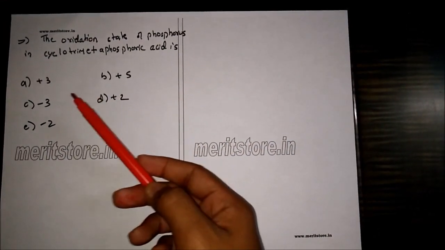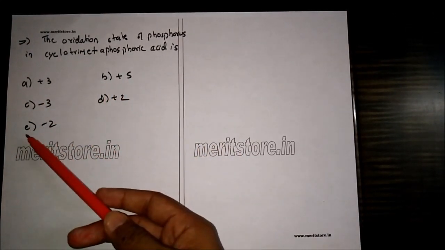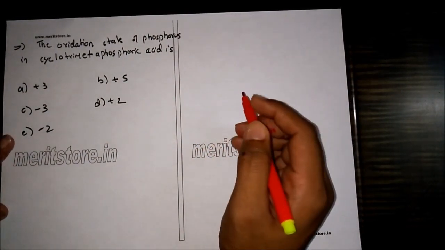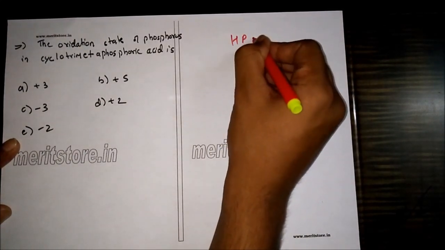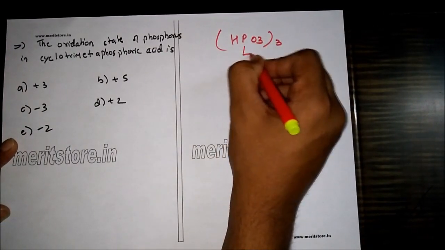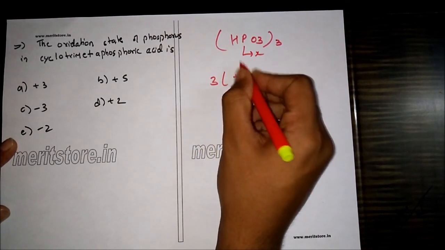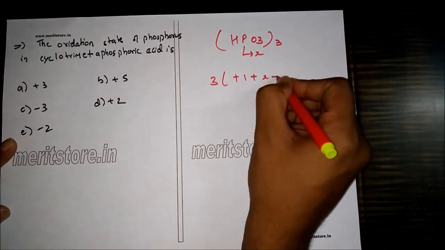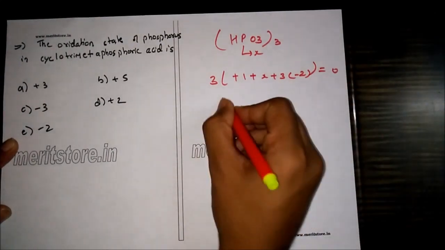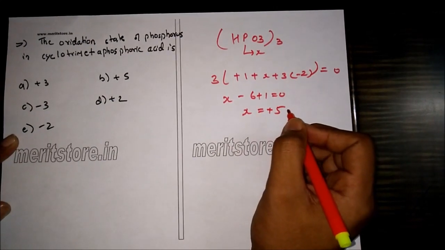The oxidation state of phosphorus in cyclotrimetaphosphoric acid is A, +3, B, +5, C, -3, D, +2, or E, -2. Now, the formula for cyclotrimetaphosphoric acid is (HPO3)3. Therefore, let the oxidation state of P be X. Then 3 into +1, which is the oxidation state of H, plus 3X, plus 9 into -2, the oxidation state of oxygen, is equal to 0. Therefore, X - 6 + 1 is equal to 0, so X is equal to +5. Therefore, here the correct answer is option B.